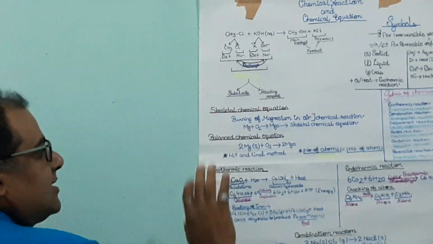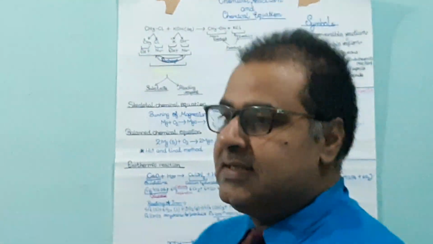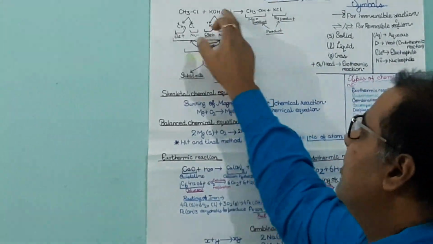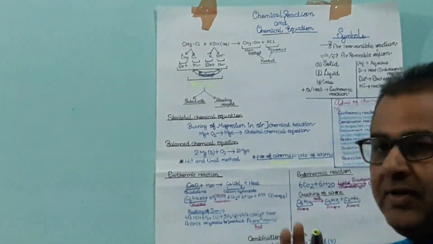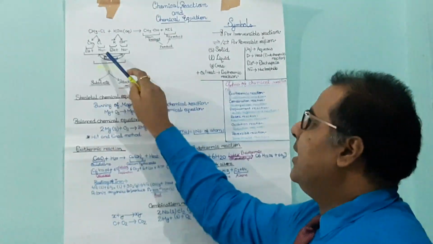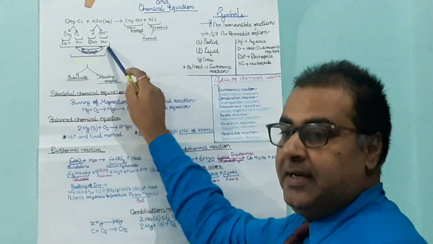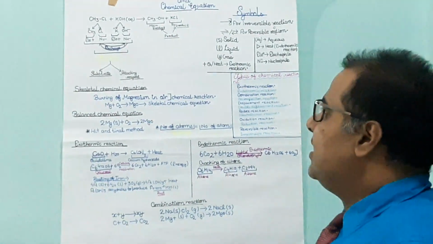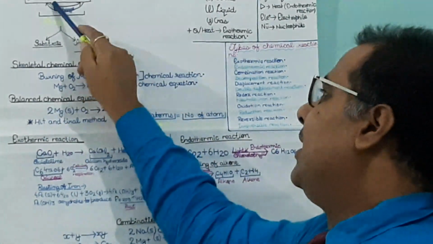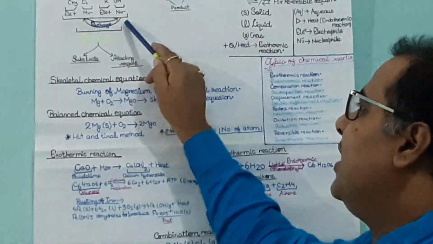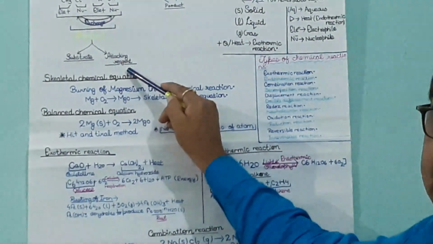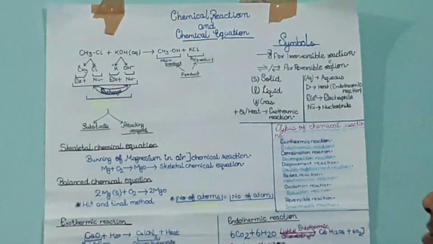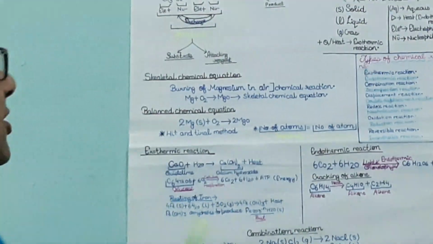So any chemical reaction represented in symbolic form is called a chemical equation. During a chemical reaction, the negative part of the substrate is replaced by the negative part of the attacking reagent, and the positive part is also replaced by another positive part. After replacement, it forms the products and main products. This is the chemical equation.